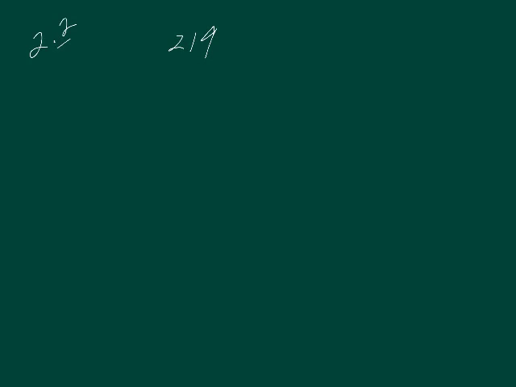as far as whether 3 goes into it evenly is to take the digits 2, 1, and 9 and add them together. And 2 plus 1 is 3 plus 9 is 12. Now, if 3 goes into this number, then 3 will go into that number. So even though 219 looks like it's a prime number, because 2 plus 1 plus 9 equals 12, and 3 goes into 12, 3 goes into 219.